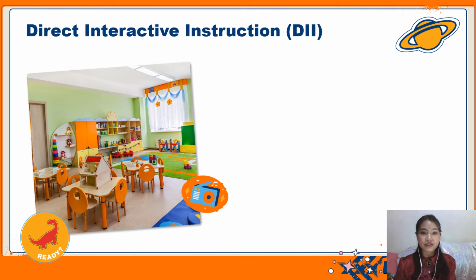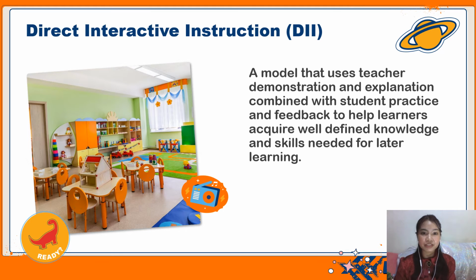DII is a model that uses teacher demonstration and explanation combined with student practice and feedback to help learners acquire well-defined knowledge and skills needed for later learning. According to studies, it is particularly effective when working with low achievers and students with exceptionalities. Examples of DII: the teacher explains or models a lesson, and then students practice with guidance. Next, students receive feedback. They repeat the process. Then ultimately, students practice independently or work alone.